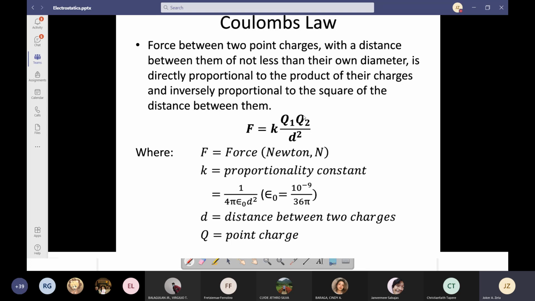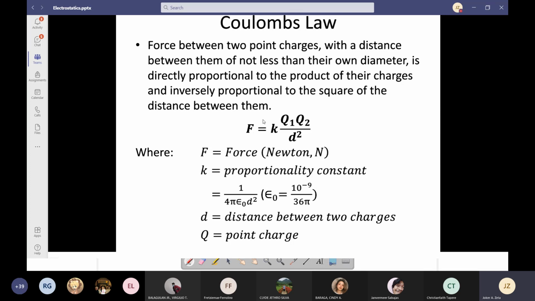Now for this one, if you have kuno 2-point charges, so anong gitawag mo siya point charge? Because you can say it's small or siya lang usa. Okay? So siya lang usa, so it can be called a point charge. Now, make sure that the distance between these two charges is not less than their own diameter. So the distance should be bigger than their own diameter. Then in that way, there will be a force developed between them.